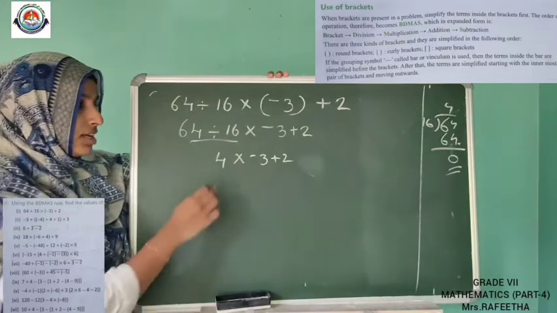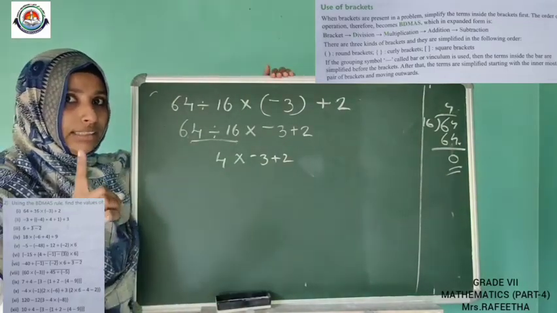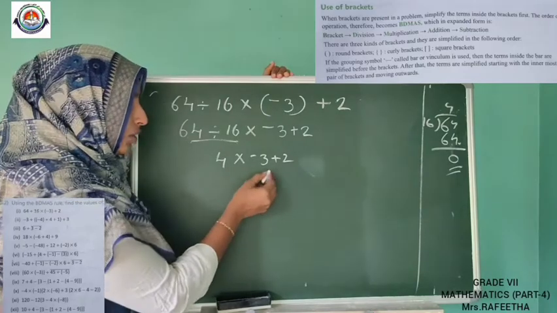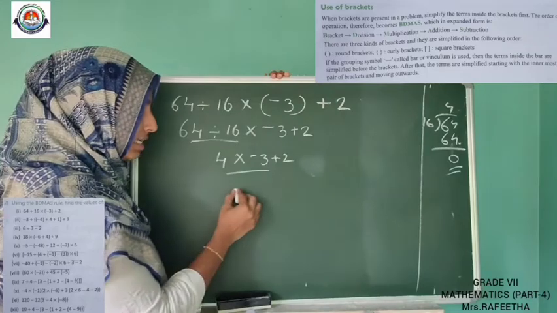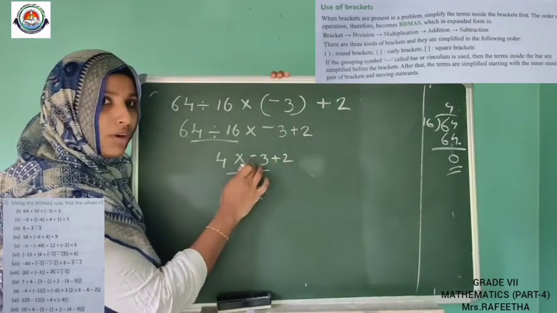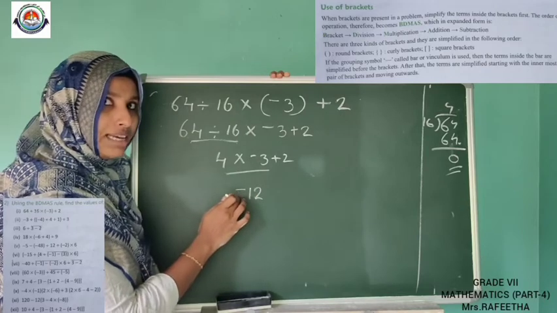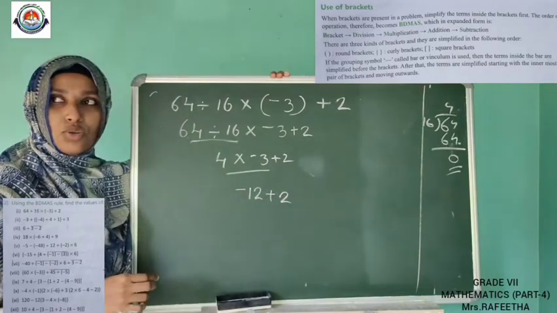Okay, next, after division what do we want to do? Yeah, that is multiplication. So, here multiplication is there, that is 4 multiplied by minus 3 is minus 12. 4 threes are 12. One positive and one negative sign, that is minus 12. So, minus 12 plus 2.